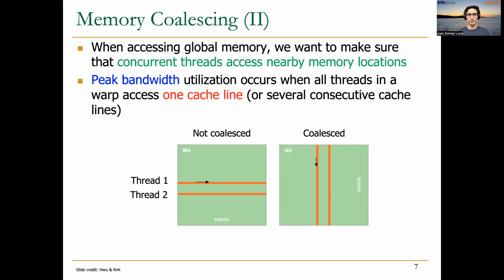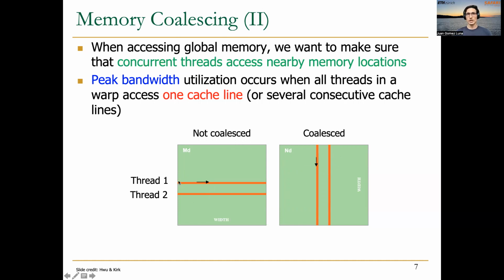as good as possible. Remember that coalesced memory accesses, that are the way of utilizing the bandwidth in the best way, happen when consecutive threads access consecutive or nearby memory locations, or when all threads in a warp access data that resides in the same cache line or in several consecutive cache lines. Here in the slide, you can see a very good example of what is an uncoalesced or not coalesced memory access and a coalesced memory access.